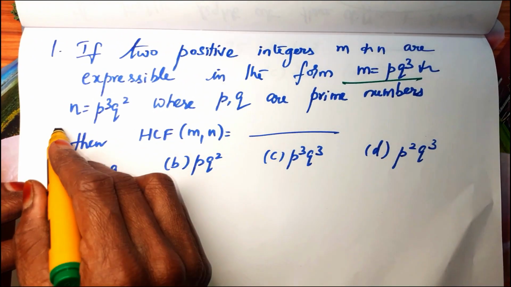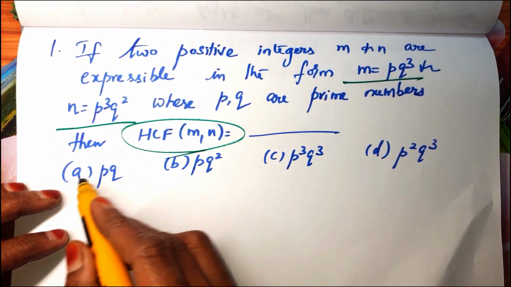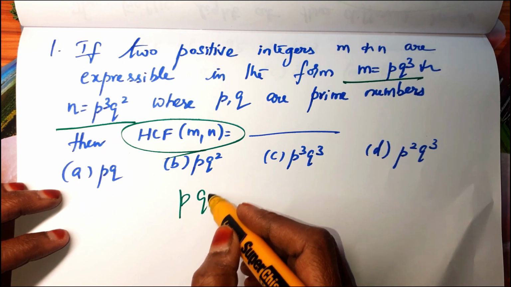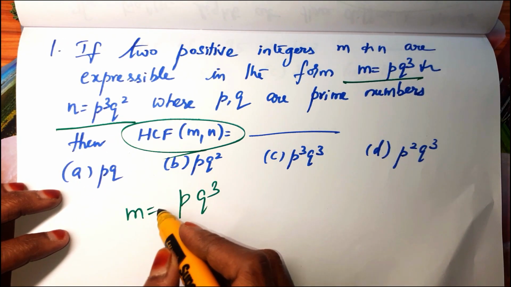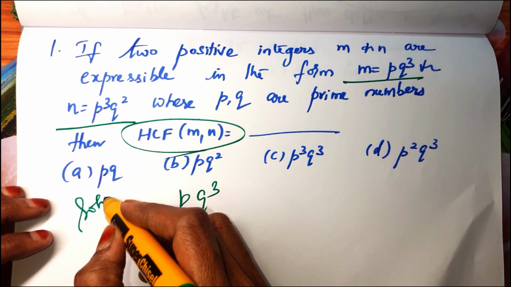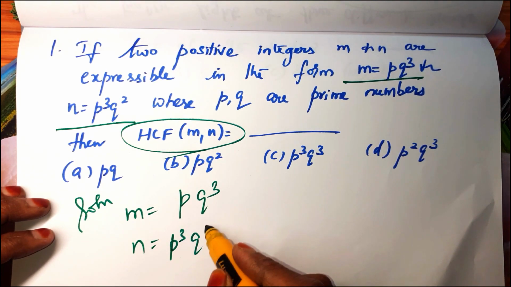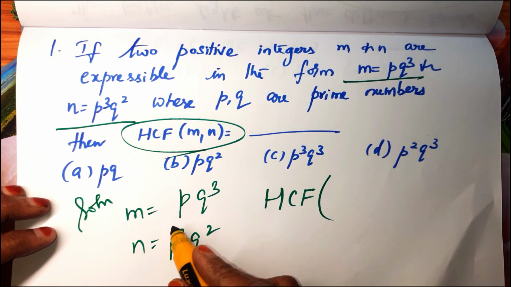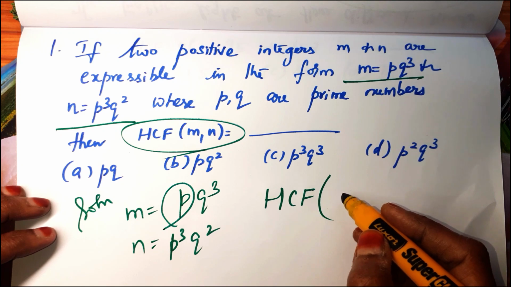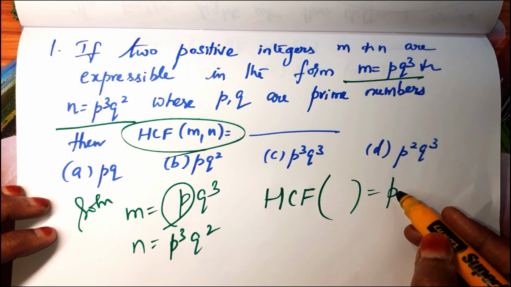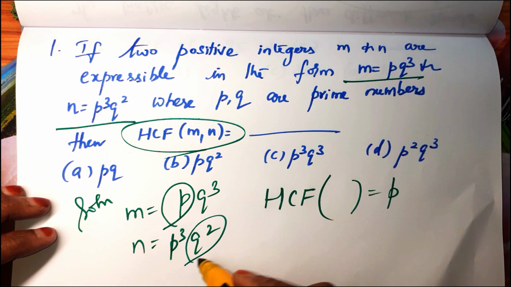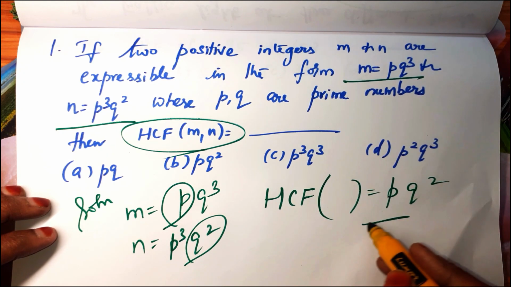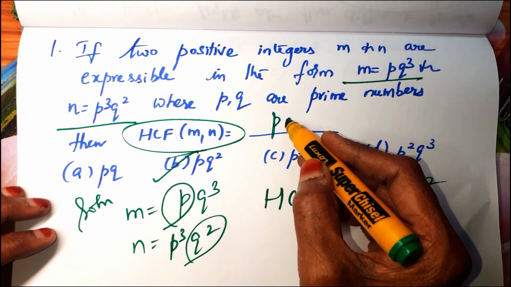So the next problem: they have given two positive integers m and n, and m can be written in this format and n can be written in this format. We are going to find the HCF. So HCF means common terms. n is equal to p cube q square. Least powers only we have to take for HCF, right? So the least power of p is p power 1 and the least power of q is q squared. So p into q squared. That is the answer.